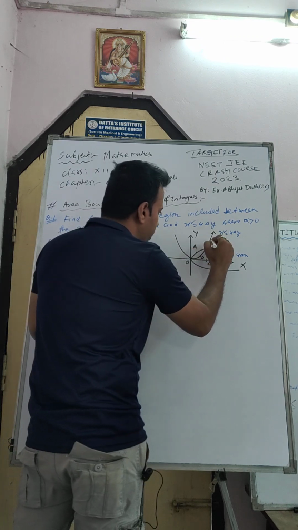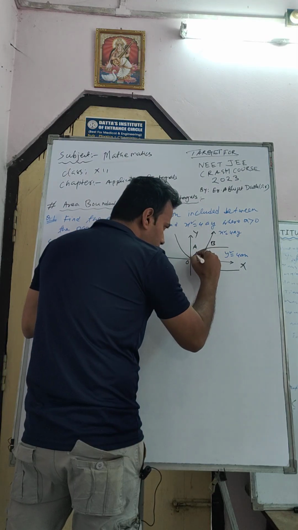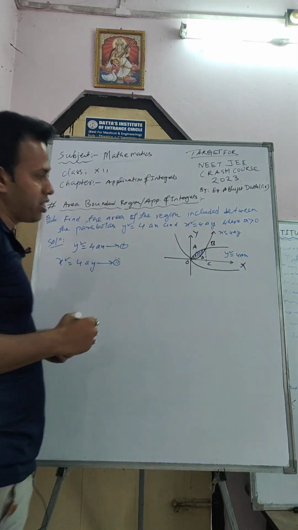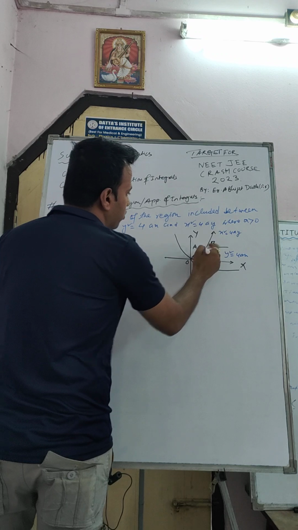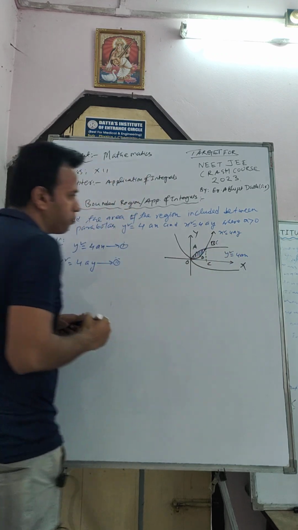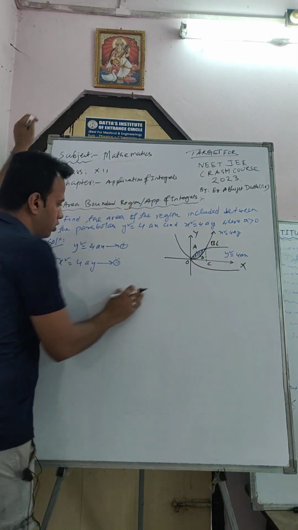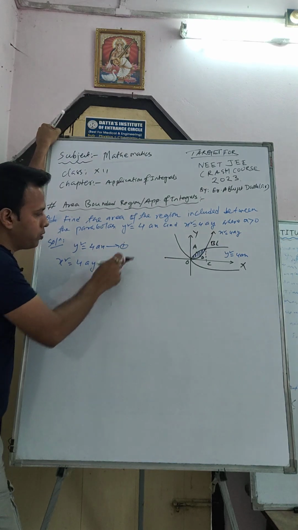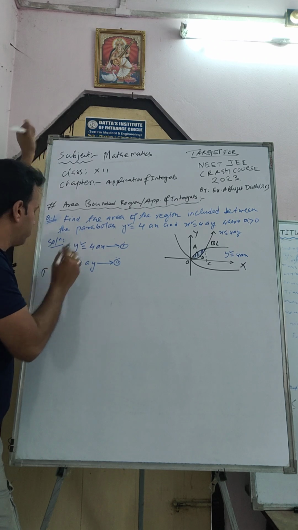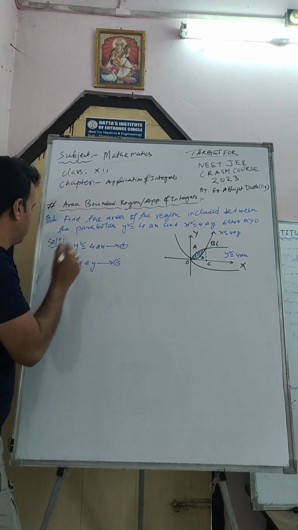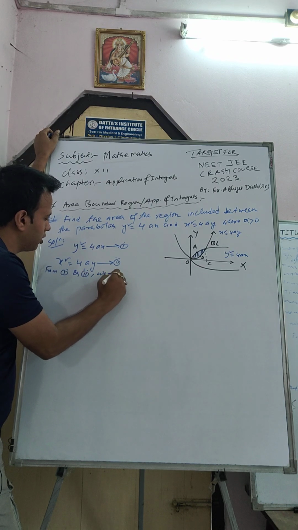Now the enclosed area will be this part. The enclosed area will be this one. So this part we have to find out by integration. Okay, so let's try to find out. First, we try to find out the coordinate of the point B. So for that we have to solve these equations 1 and 2. So from 1 and 2 we get what?